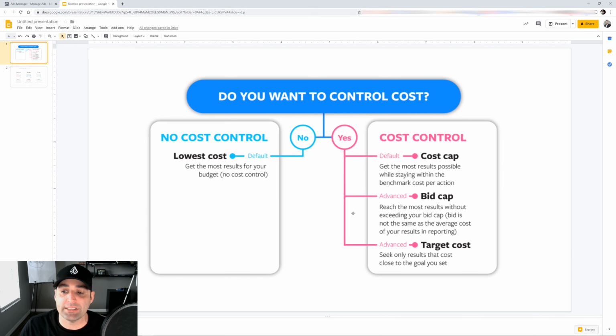Bid is not the same as the average cost of your results in reporting. So remember, if you set your bid ultra high at $100 and somebody bids $1, you automatically bid $2, so you kick them out of the auction. And then you got your target cost, which is going to seek results that cost close to the goal you set, that 10% up and down. So it's going to play with that 10% a little bit higher, 10% a little bit down. Those are the different types of manual bidding.